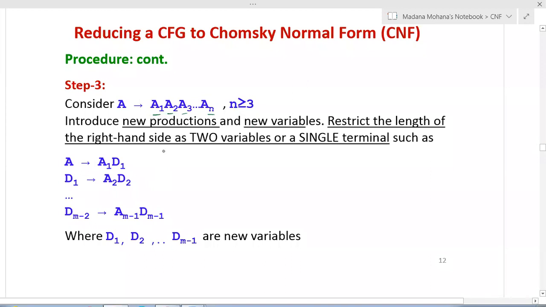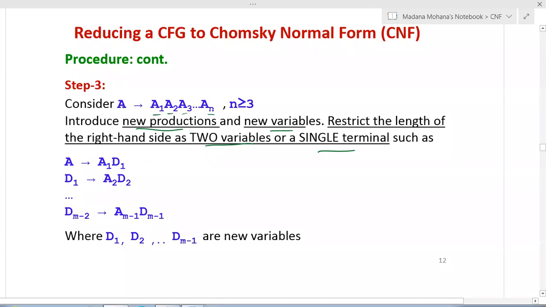So in this case, we have to introduce new productions and new variables. Then restrict the length of the right hand side to two variables or a single terminal, which can be done using the following productions. Here we have to split the right hand side into two values each and every time, preferably variables of length 2 or a single terminal. Like that, we introduce new productions and new variables.